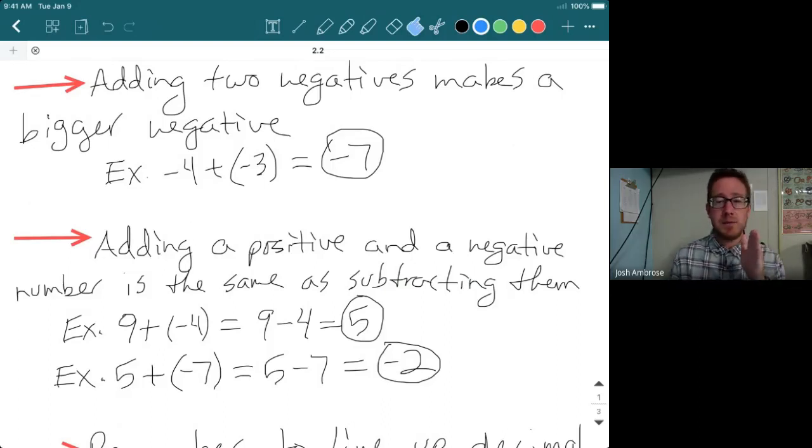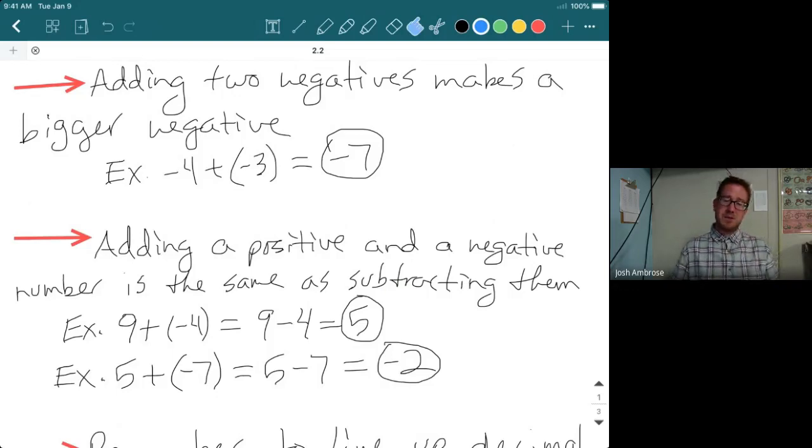And this is where we got to pause for a second. Pay close attention to which number is bigger, okay? So if we look back at the original, 5 plus -7. 7's a bigger number. What is the sign that is with the 7? It's a negative. So your answer will be a negative.